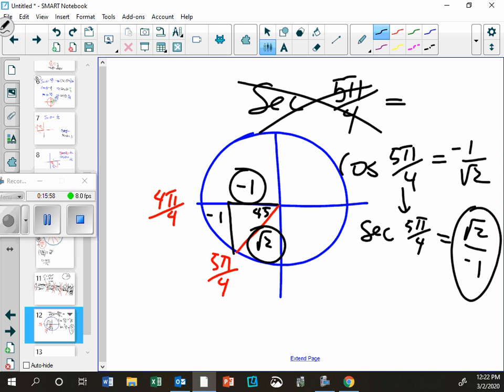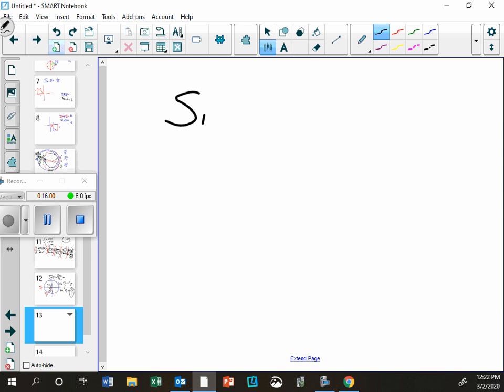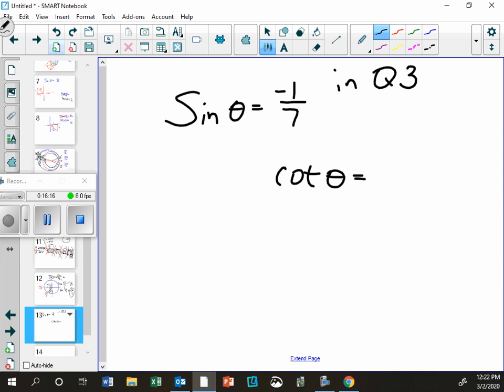All right, so then I'm going to give you one where if I said sine of some angle was -1/7 in quadrant 3, then what is the cotangent of the angle? Hint, first figure out where it is, draw the picture, label the sides, then don't figure out cotangent, figure out tangent. I'm going to pause for a sec.